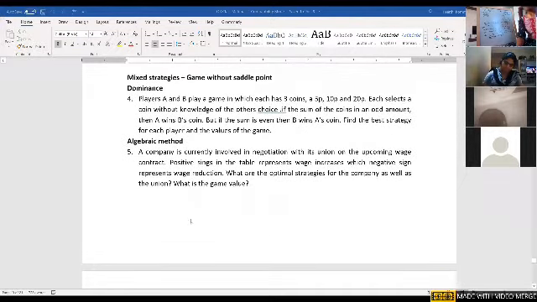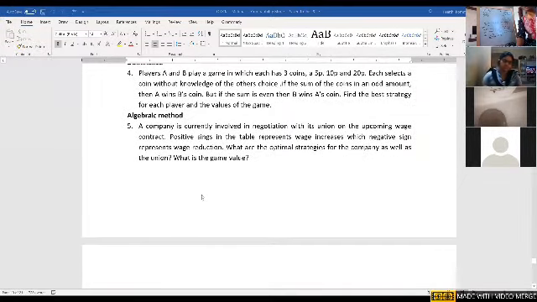Now come to the fifth problem. A company is currently involved in negotiation with its union on the upcoming wage contract. Positive signs in the table represent wage increases.